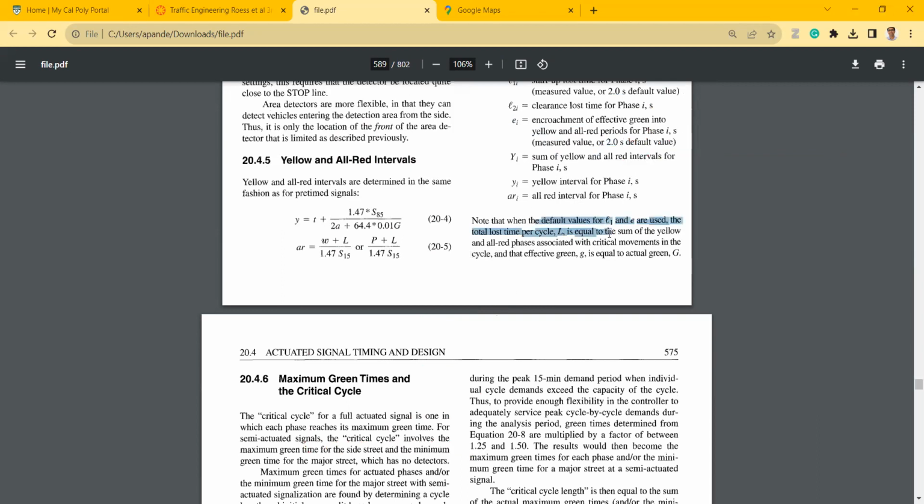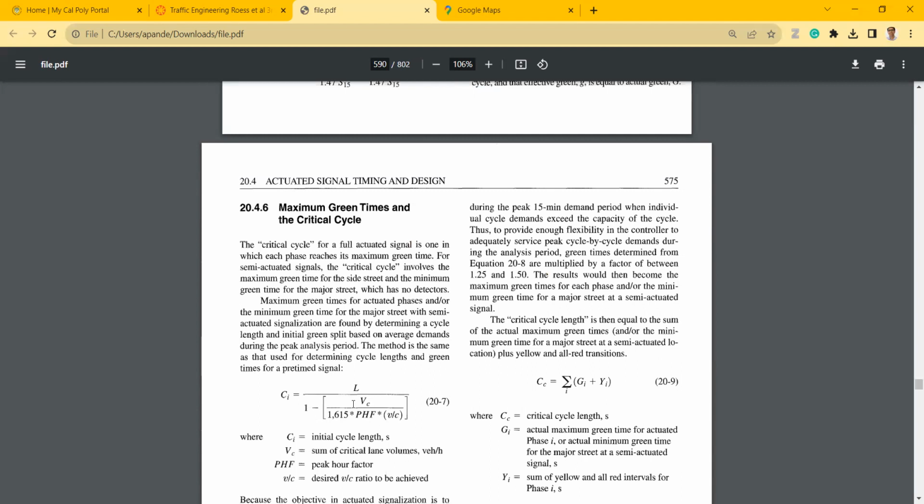When default values of L1 and E are used, the total lost time per cycle is equal to the sum of yellow and all red phases associated with the critical movements in the cycle. So typically, once you figure out the yellow and all red intervals, you would have figured out your total lost time as well, because you can assume default values. Being able to estimate yellow and all red is pretty important, because that also determines your lost time per cycle.